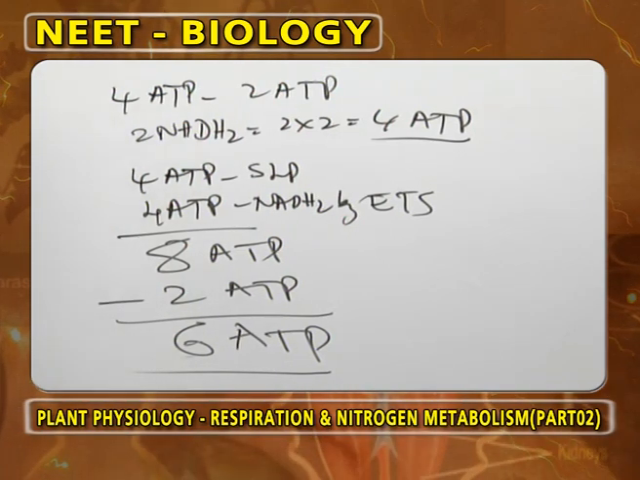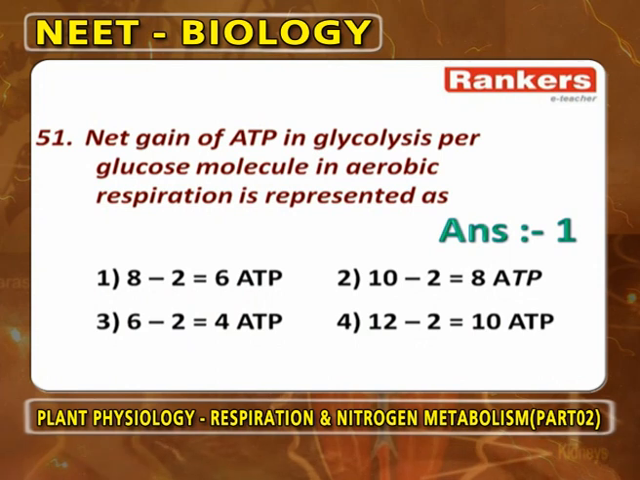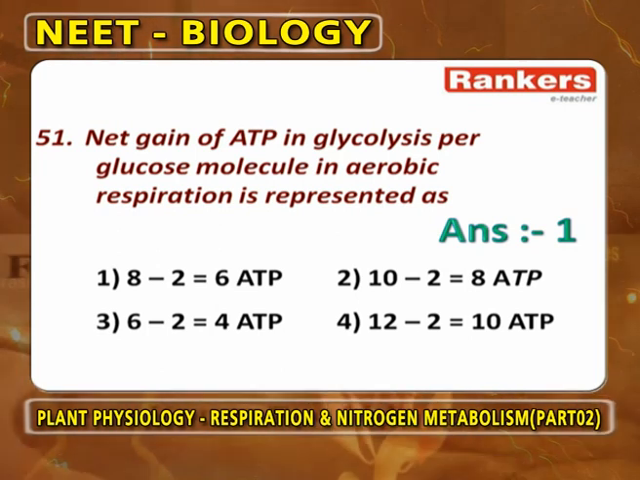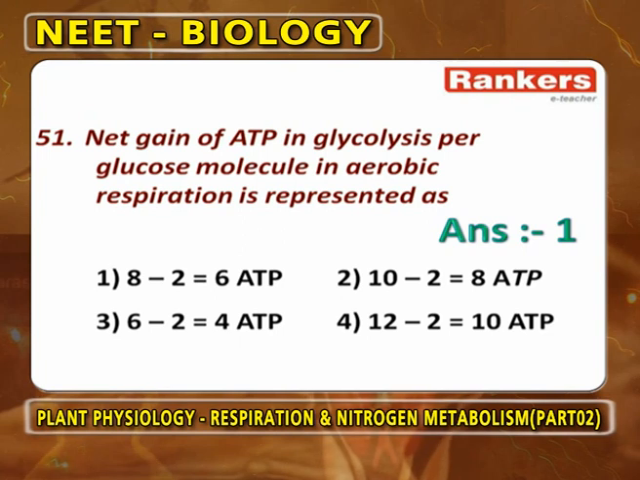How 8? 4 by substrate level phosphorylation, plus 4 from NADH involved in the electron transport system. So, 8 minus 2 is 6 ATP, first option.